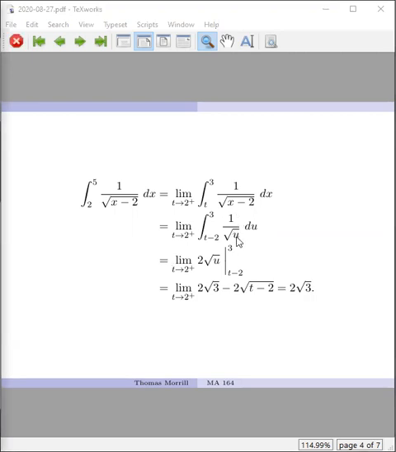So I have 1 divided by the square root of u. The antiderivative is 2 times the square root of u. I evaluate at 3 and t minus 2, and I get this formula from the fundamental theorem of calculus. I get 2 times the square root of 3 minus 2 times the square root of t minus 2. And as t approaches 2, I know that this second square root is just going to be 0. So the value of this integral is 2 times the square root of 3. All done.